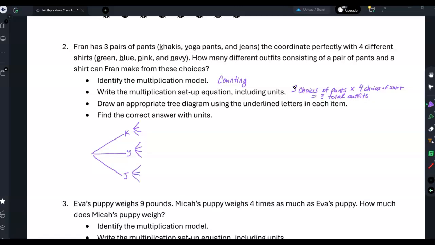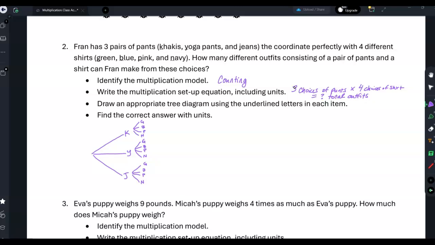Basically saying if I chose to wear khakis, I could then choose to wear either the green, blue, pink, or navy shirt. But if I chose yoga pants, I could also choose either the green, blue, pink, or navy. If I chose jeans, same thing. I could choose then green, blue, pink, or navy. I'm using capital letters. I think technically they've got lowercase. It shouldn't make a difference.